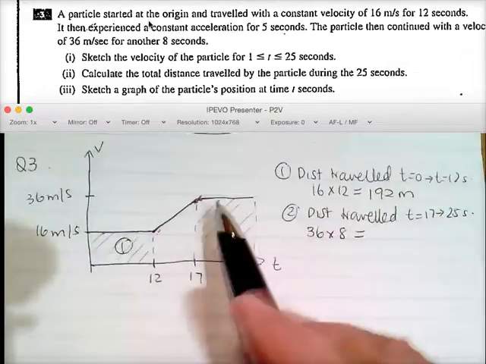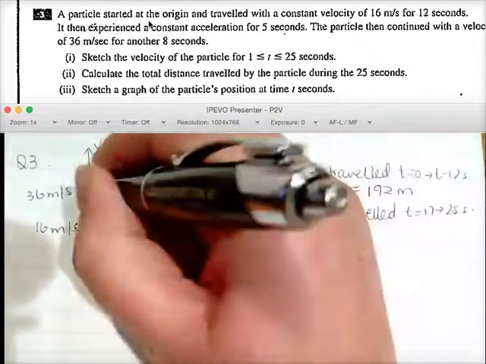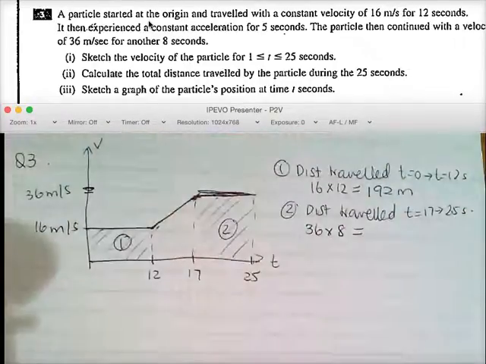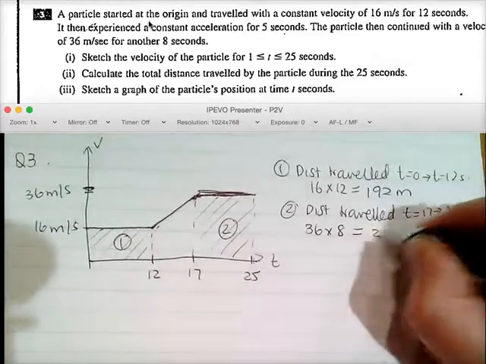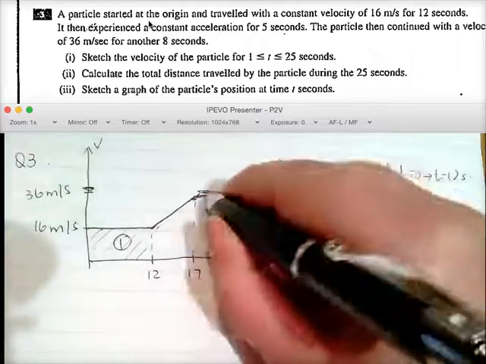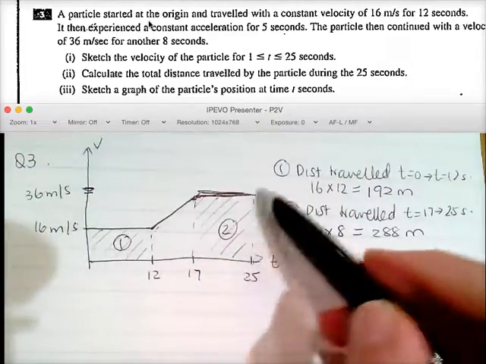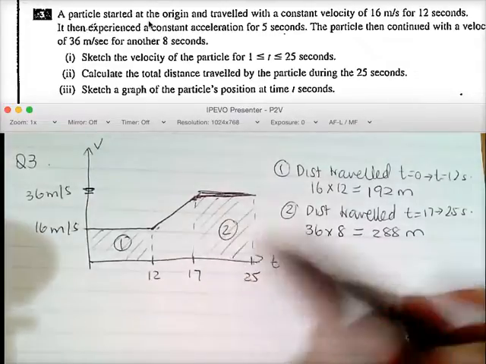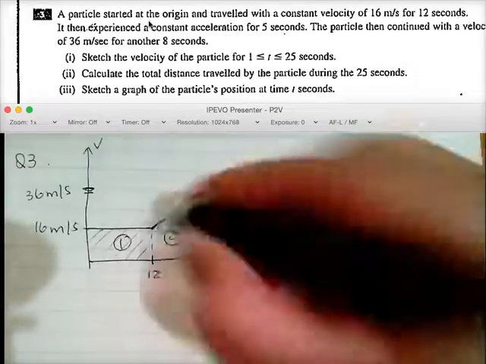So basically it's a straight line graph here, 36 meters per second for 8 seconds. 36 times 8 is 288 meters, and that's the area under that curve as well. So you can do it the common sense method, 36 times 8, or it is the area under the curve. Now, area 3, we have to find the area under that curve.